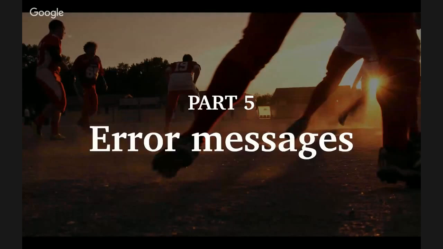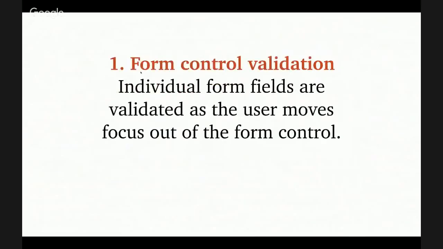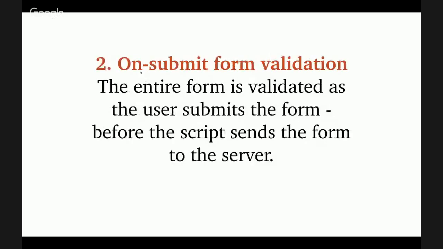Next up, let's talk about error messages. So we're going to look at two different aspects of client-side form validation. The first one is individual form fields that are validated as the user moves out of the form control. So imagine you have an input box there for an email address. As the user tabs into it, it becomes active, and when they move out of it, in a lot of cases, validation happens at that time. And the second type of validation I'm going to talk about is this on-submit form validation.